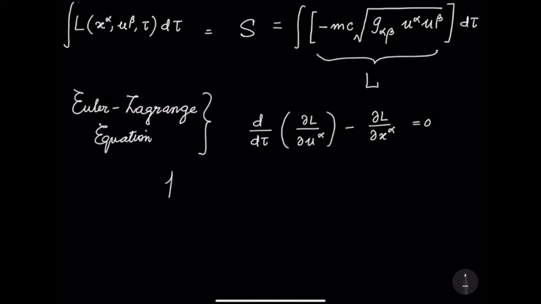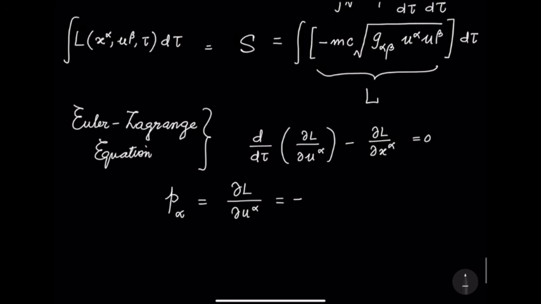So let us find out the canonical momentum, and you immediately realize that canonical momentum, which is defined by del L by del u alpha, must be a component of a one form. The canonical momentum is a one form. So this is this, which if I now work out, so let us work this out. So this is mc del by del u alpha of this entire thing.